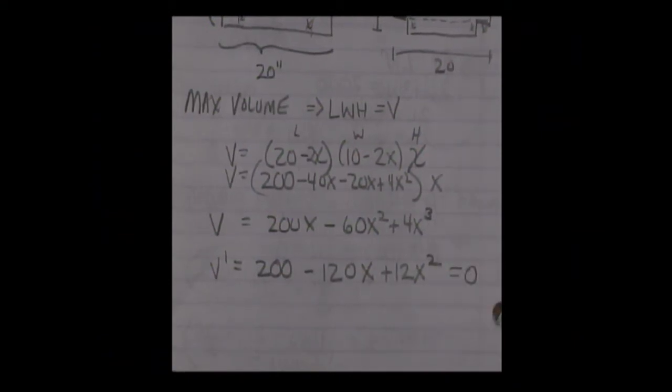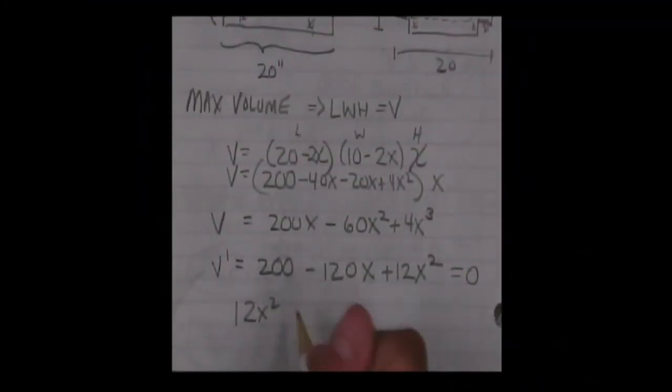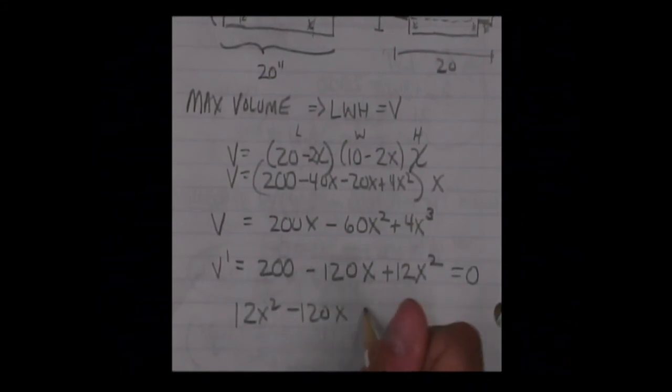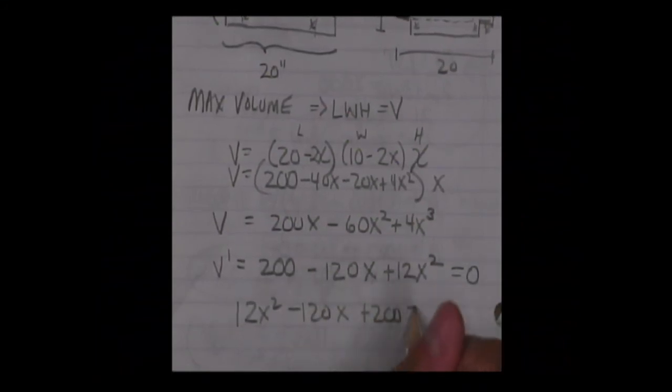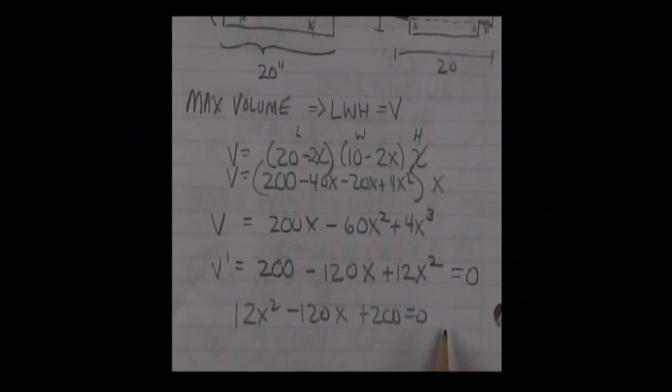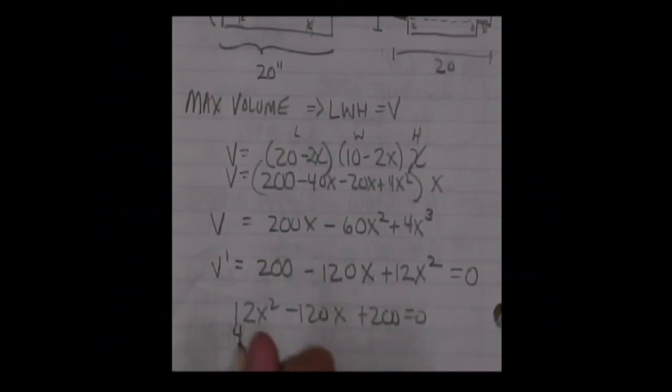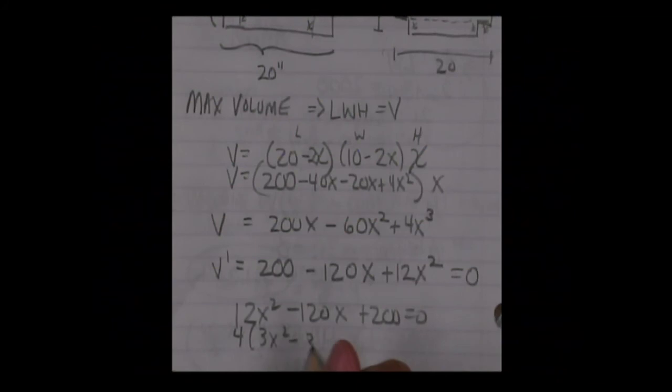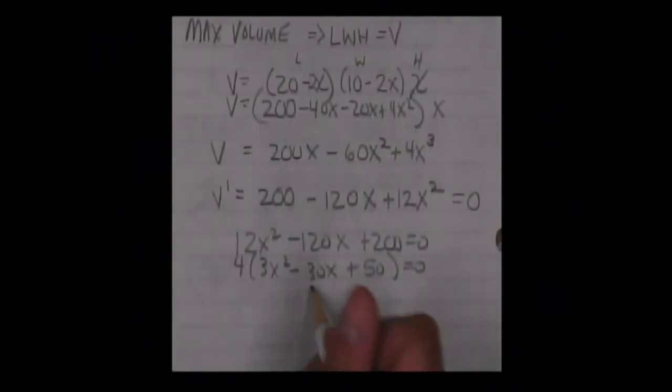And this is why I've just made this ugly. Is this quadratic? I might need to use the quadratic formula on it. Usually I try to rig them so I don't need to. I'm probably not going to do all the work out here, but we'll talk through it. See, all of these are divisible by 4, so I would have 4 times 3x squared minus 30x plus 50 equals 0. And then I would solve this.